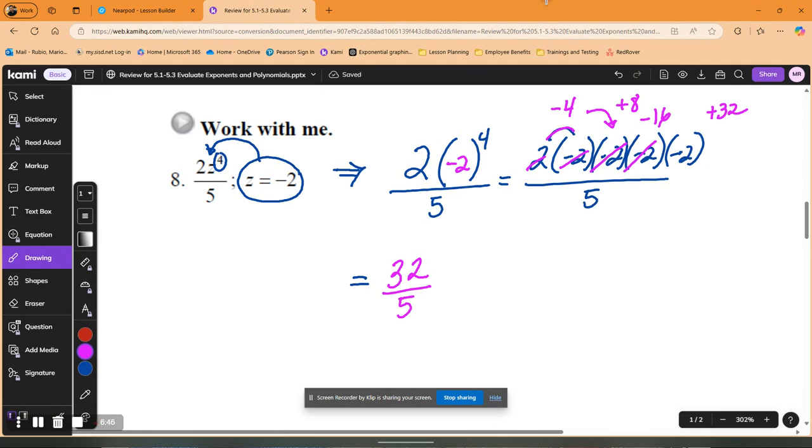2 times 2 is 4, times 2 is 8, times 2 is 16, times 2 is 32. 16. I guess that's an odd fraction, but we can't simplify or reduce that. Did I do that right? Let me double check the answer here. 2 times 2. Yeah, 2 to the 4th power is 16. 2 times 2 is 4, times 2 is 8, times 2 is 16, times 2 is 32. Positive, negative, positive, positive. Okay.